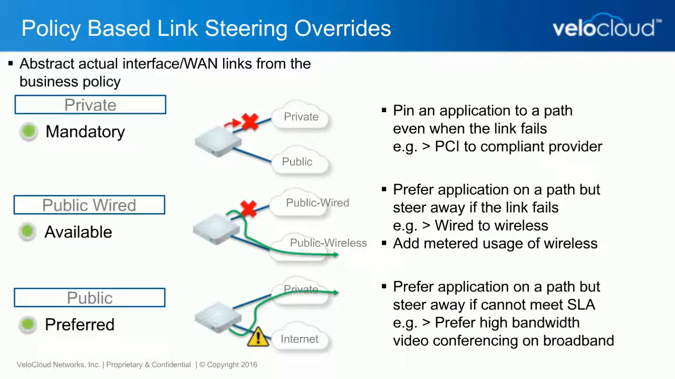For example, in the first one, if you do a match for PCI traffic, you might want to make it mandatory to go across the private circuit, because the private circuit was assessed to be PCI compliant. So in this case, it's pinned to that. If the private circuit were to fail, you would not move that traffic over to a non-compliant provider circuit.